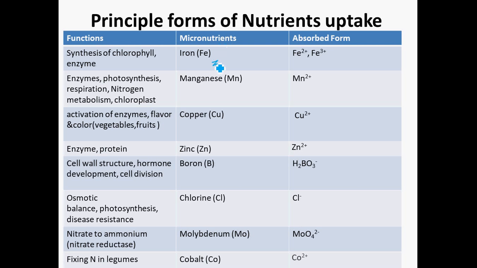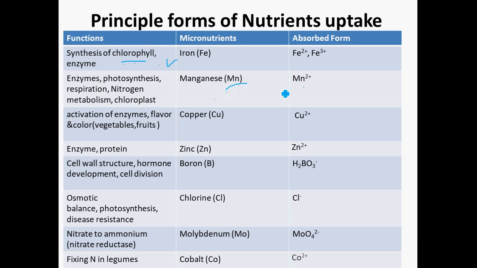Now iron. Without iron, a plant can't produce chlorophyll, because iron helps a plant move oxygen throughout the system. It is also helpful in enzyme activation.